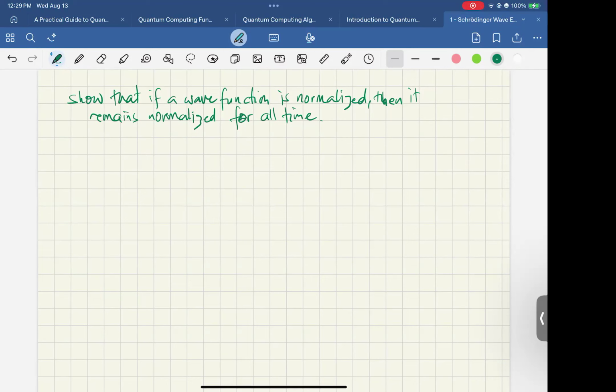Mathematically, how do we write that? So, ito yung probability, ito yung normalization condition, di ba? In one dimension. One dimension lang para mas madali yung math. And how do we say na normalize siya for all time? Ibig sabihin, if we take the derivative with respect to time of this normalization condition, dapat equal yan sa 0.